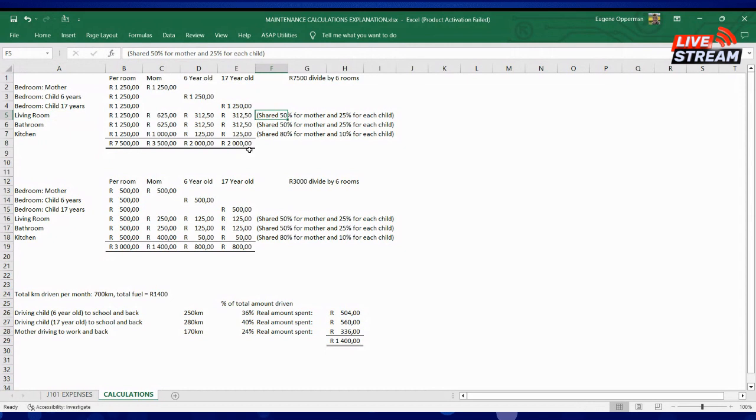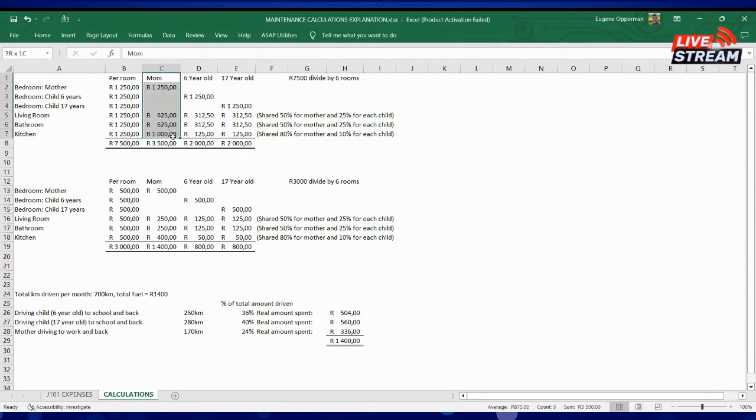they shared the common areas, then it gets allocated 625 Rand for mom for the living room, because that contributes to 50%. She shares 50% of that, and the children 25% each, which amounts to those. If we look at the kitchen, for example, we said, okay, right, mom spends 80% in the kitchen, then she needs to pay 1,000 Rand towards the area of the kitchen, and the children 125 Rand each.